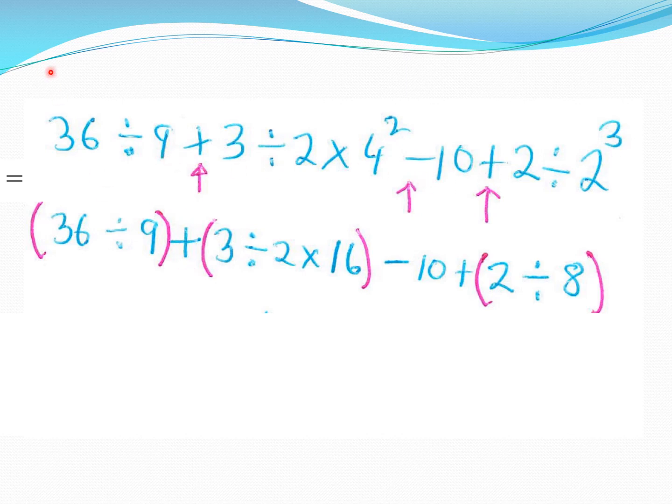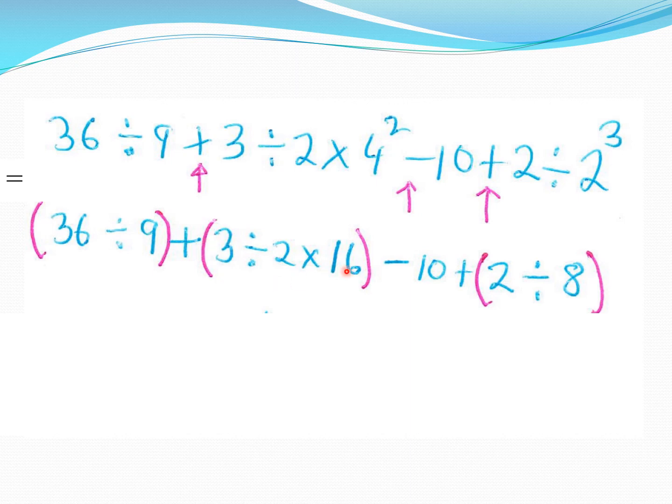So effectively you could view a bracket around 36 divided by 9, and then another bracket around 3 divided by 2 times 16, picked on the power bit there, minus 10 plus another bracket 2 divided by 2 cubed, which is 8. So we have 36 divided by 9, that's going to become 4. 3 divided by 2 is 1.5. 1.5 multiplied by 16 will become 24.